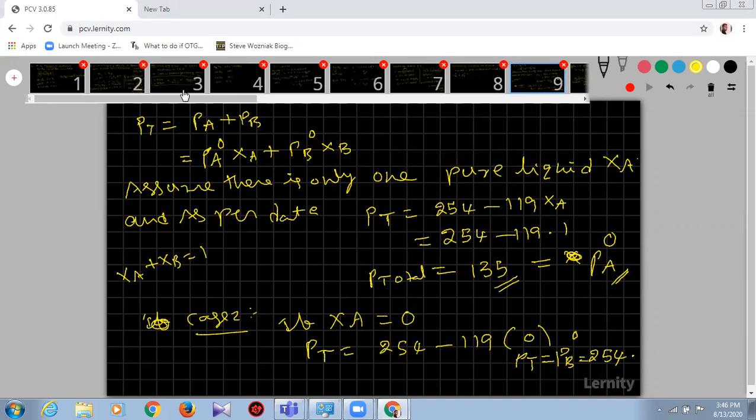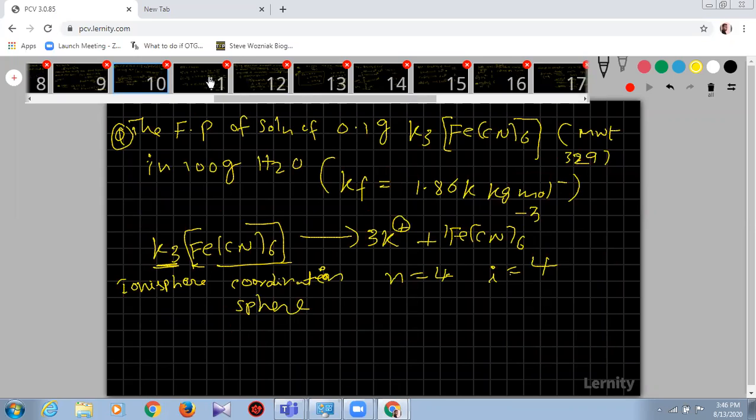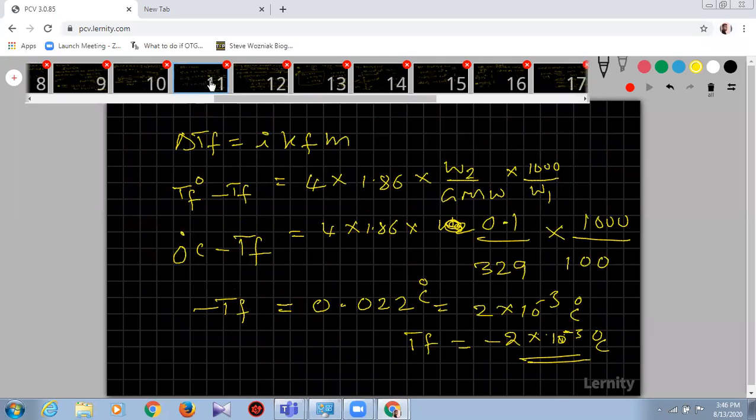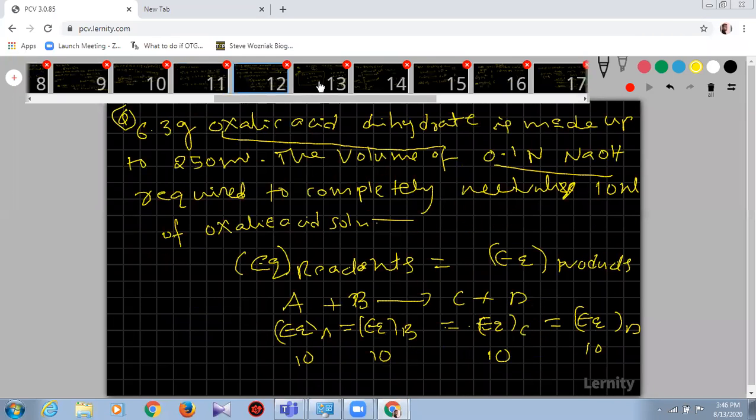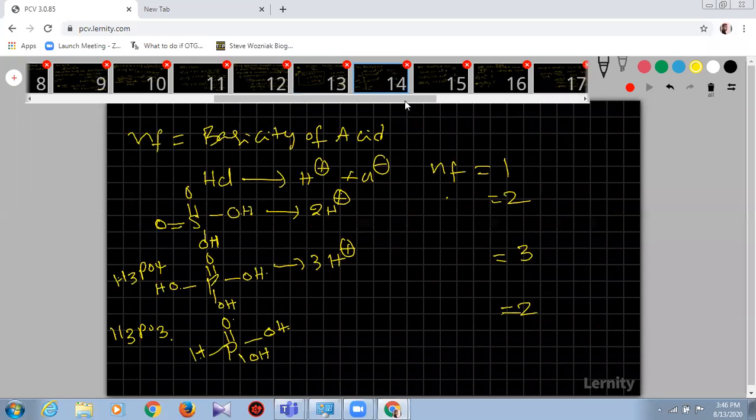Ninth slide. Next, the 10th. Next, the 11th. Next, the 12th. Next, the 13th. Next, a very important thing, the equivalence concept. Next, the 14th: density of acid.